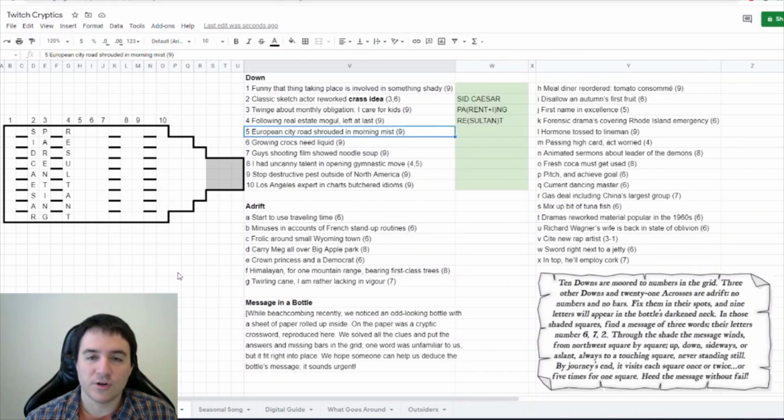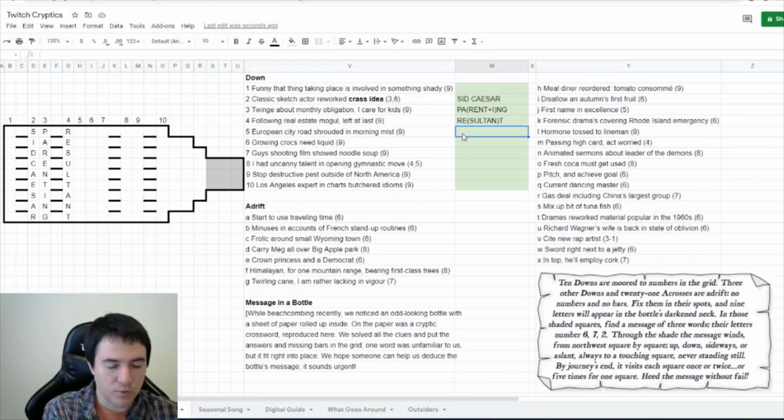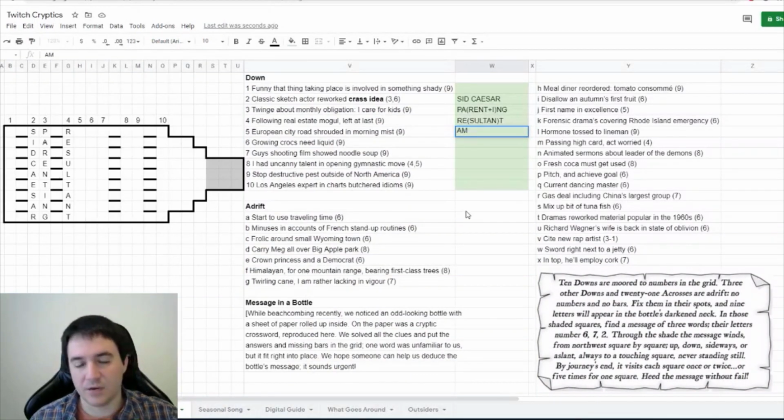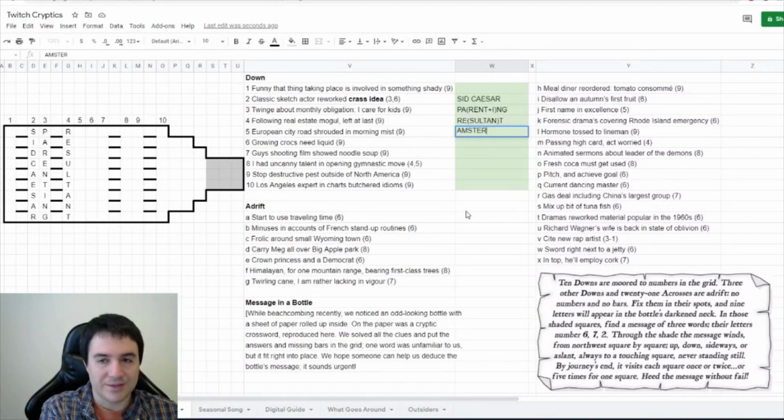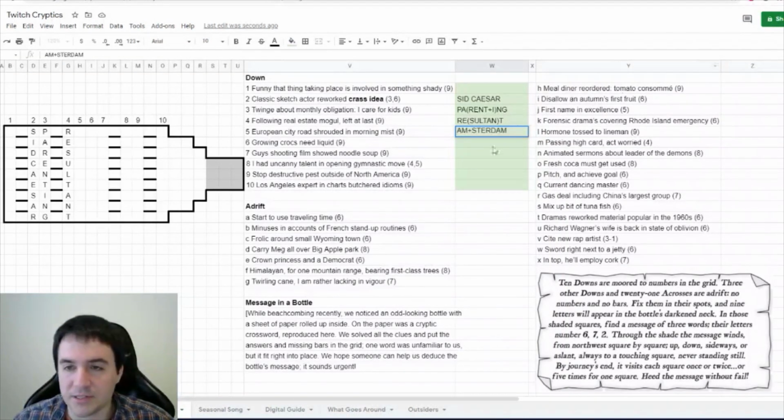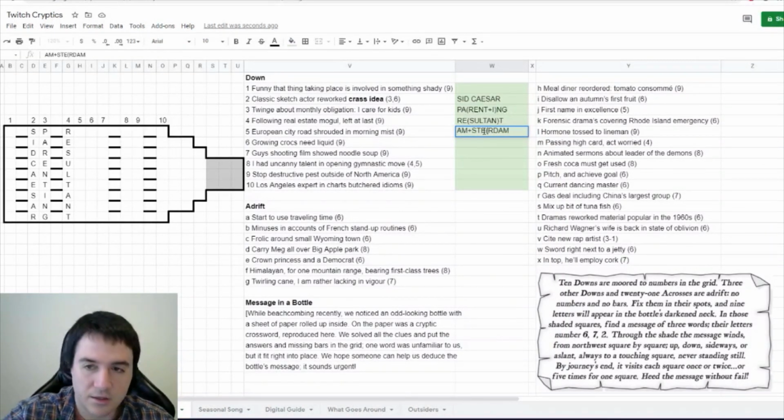European city road shrouded in morning mist. I think European city is what we're looking for here. And I was thinking, morning I think is AM, and we're going to have something that means mist wrapping around RD for road. And so I think that's Amsterdam, plus steam wrapping around RD.